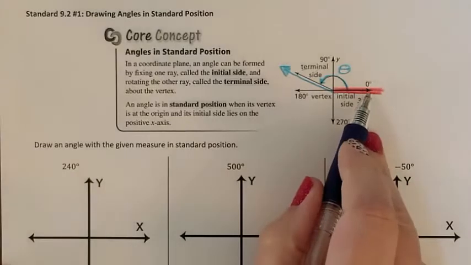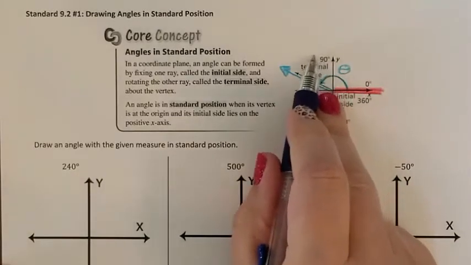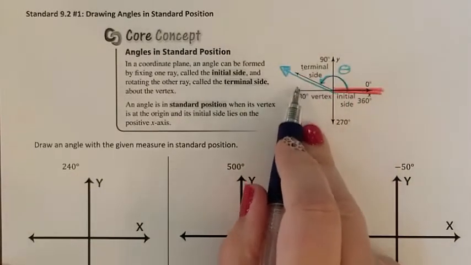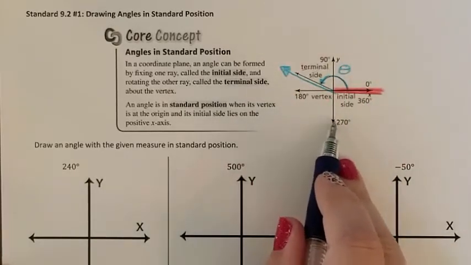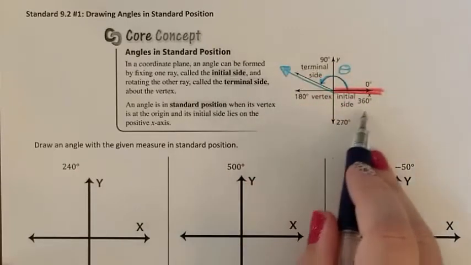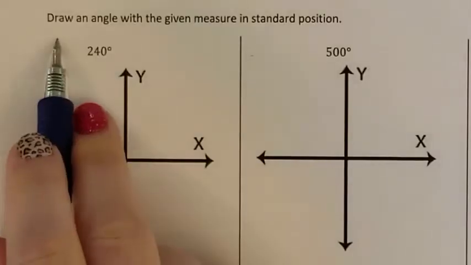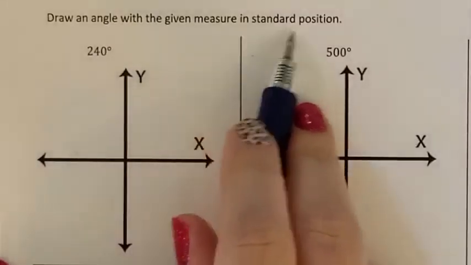Also note that if you go all the way to the first y-axis, that's 90 degrees. Halfway around the circle would be 180. Three-quarters of the way around the circle would be 270. And all the way around the circle would be 360. We are being asked to draw the angle with the given measure in standard position.